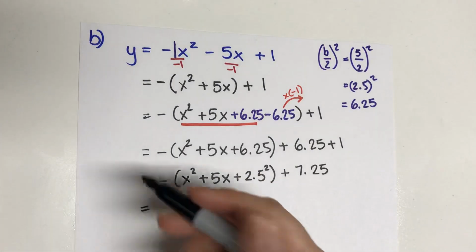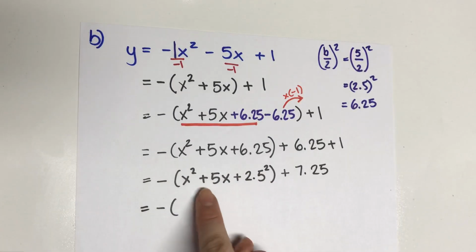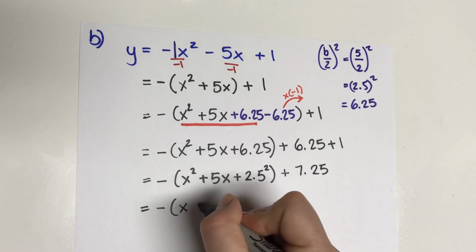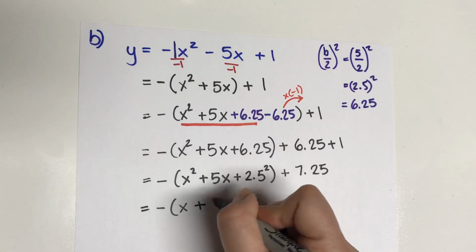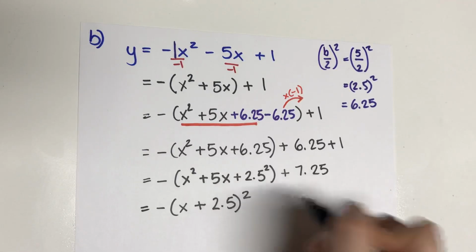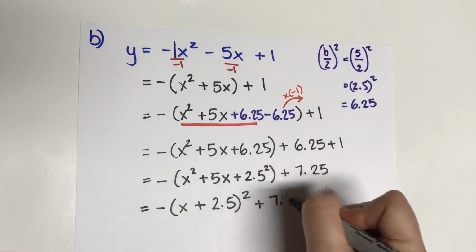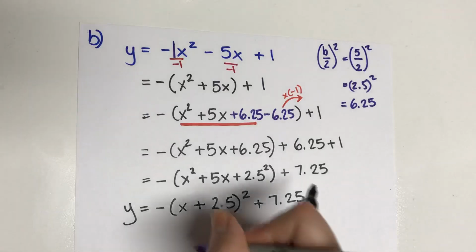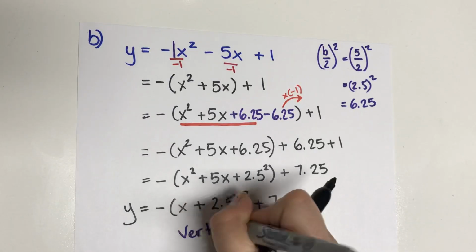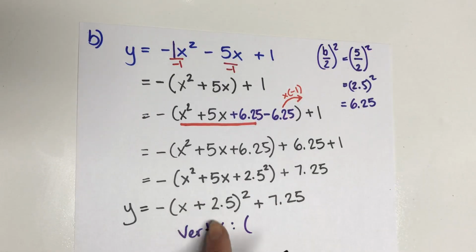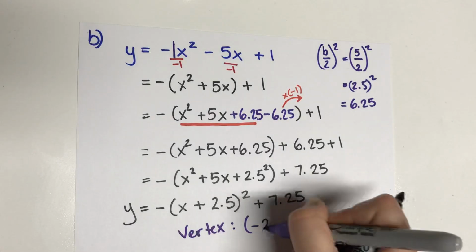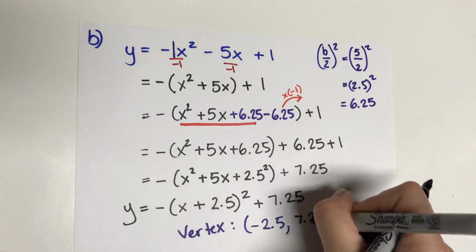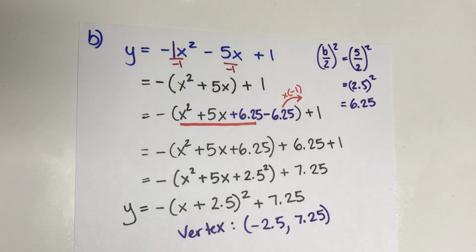Final step, negative. I'm going to factor this. So the base, this is my A, plus my B, and the whole thing is squared. And there's my vertex form. My vertex here is, it's the opposite here, so -2.5 and 7.25. That one's positive.